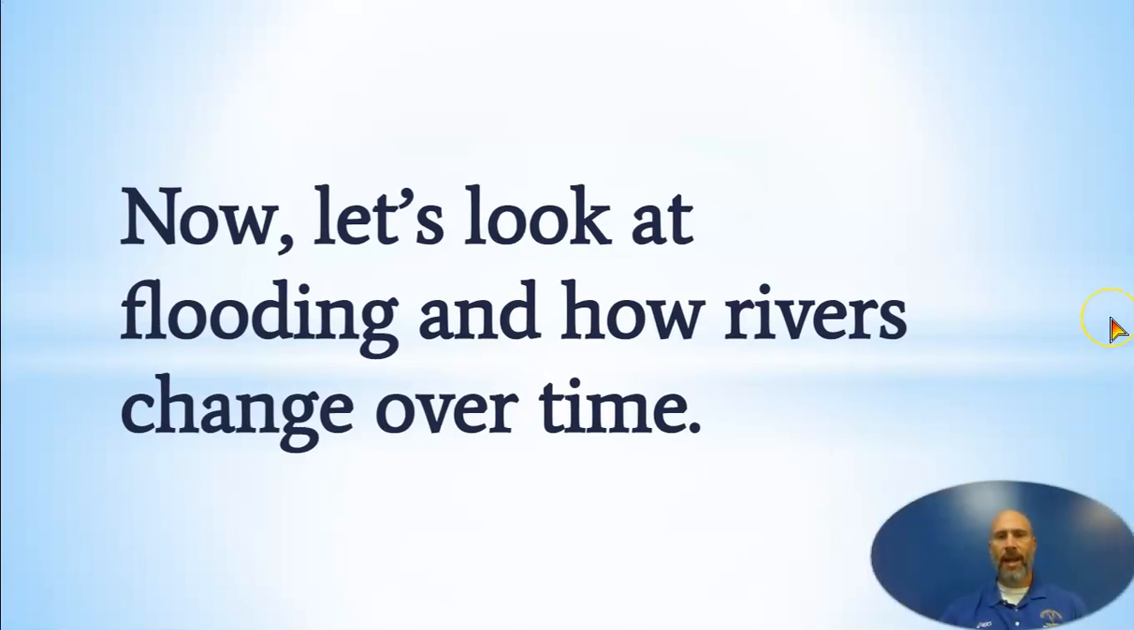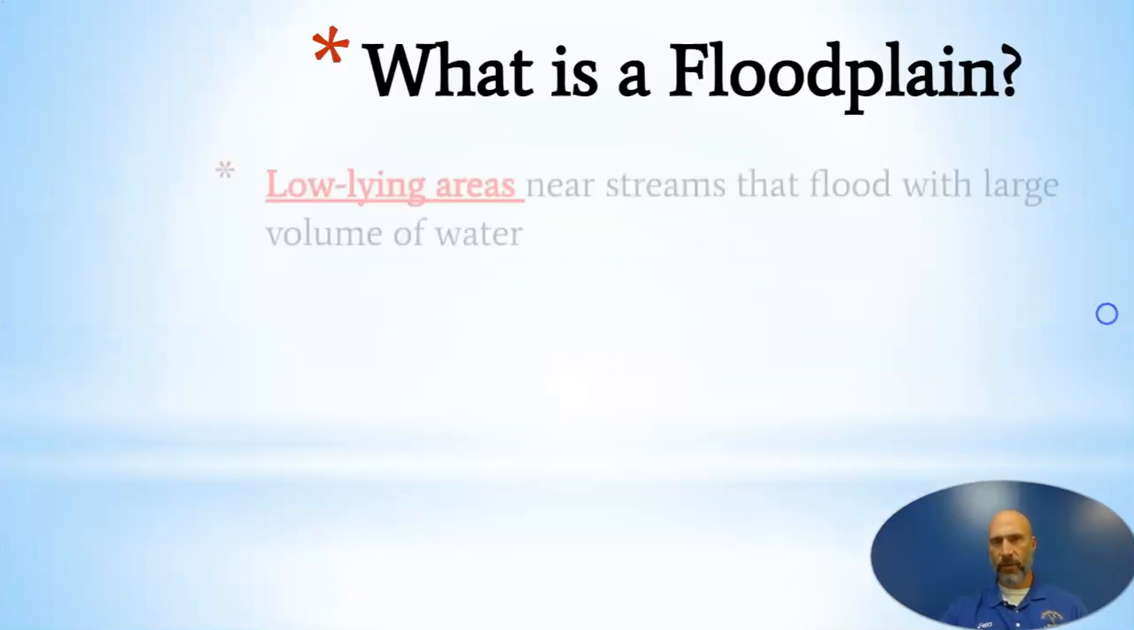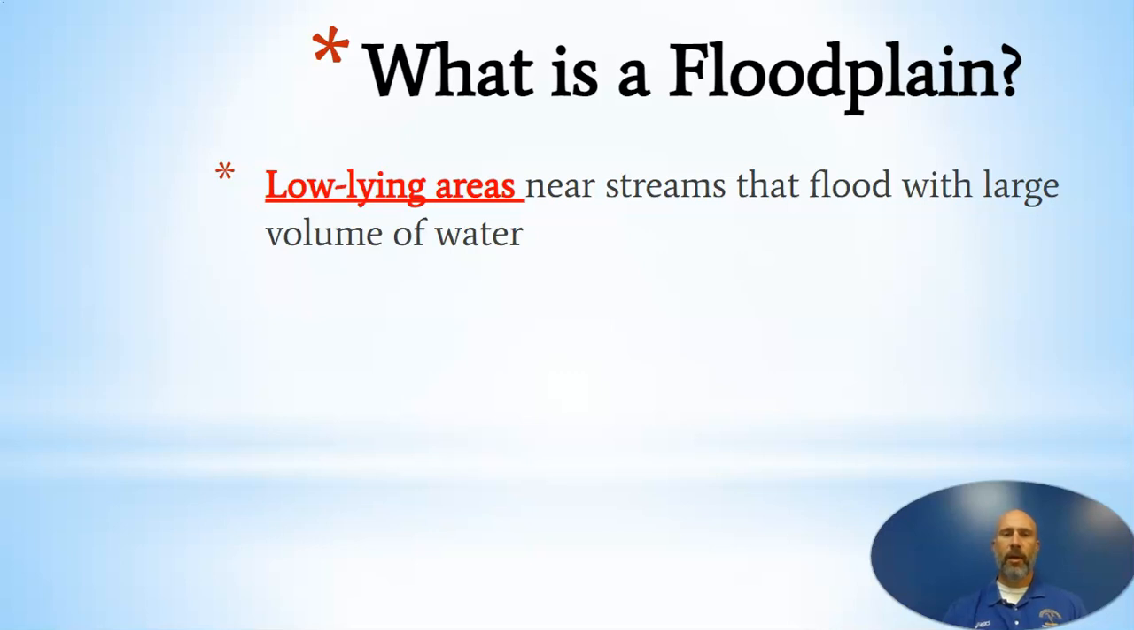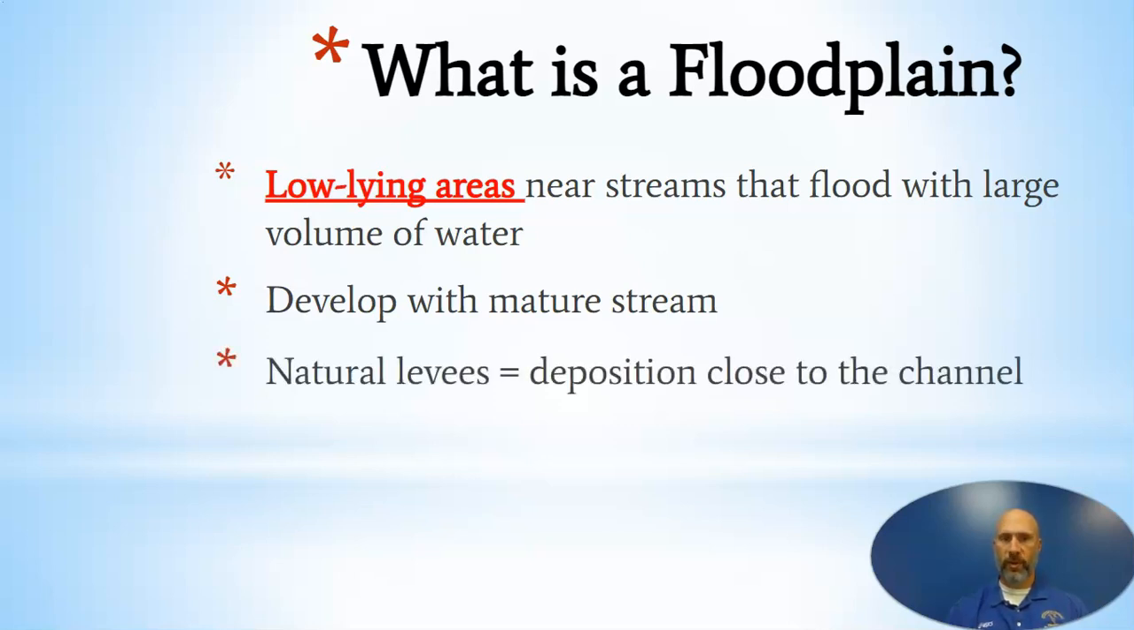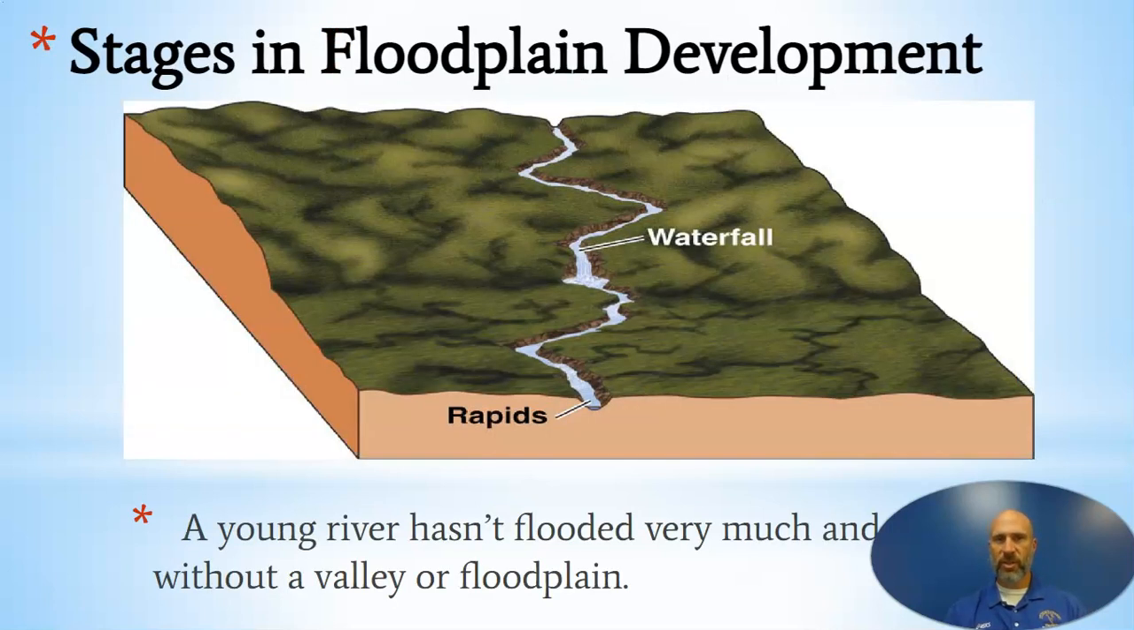So now let's look at flooding and then how rivers change over time. So first, let's look at rivers, right? How they change. A floodplain is just a low-lying area by a stream that floods over time with large volumes of water, and they develop over time. So rivers don't have them to begin with; they grow over time, and you get these levees along the river that form from material being deposited, and then when you get further away, it's a little bit more swampy.